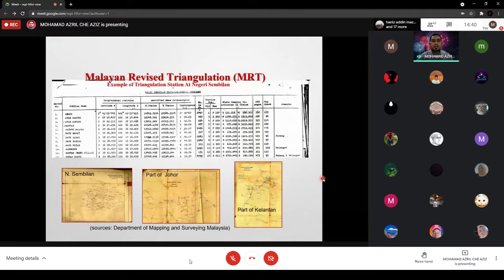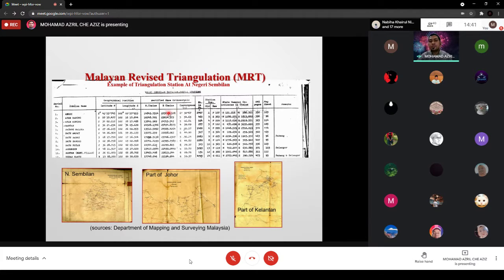The triangulation example in this slide focuses on the triangulation station at Negeri Sembilan. From this data they have the station name, then the geographical position in terms of latitude and longitude, then the RSO, rectified skew orthomorphic, and then the state Cassini coordinate.